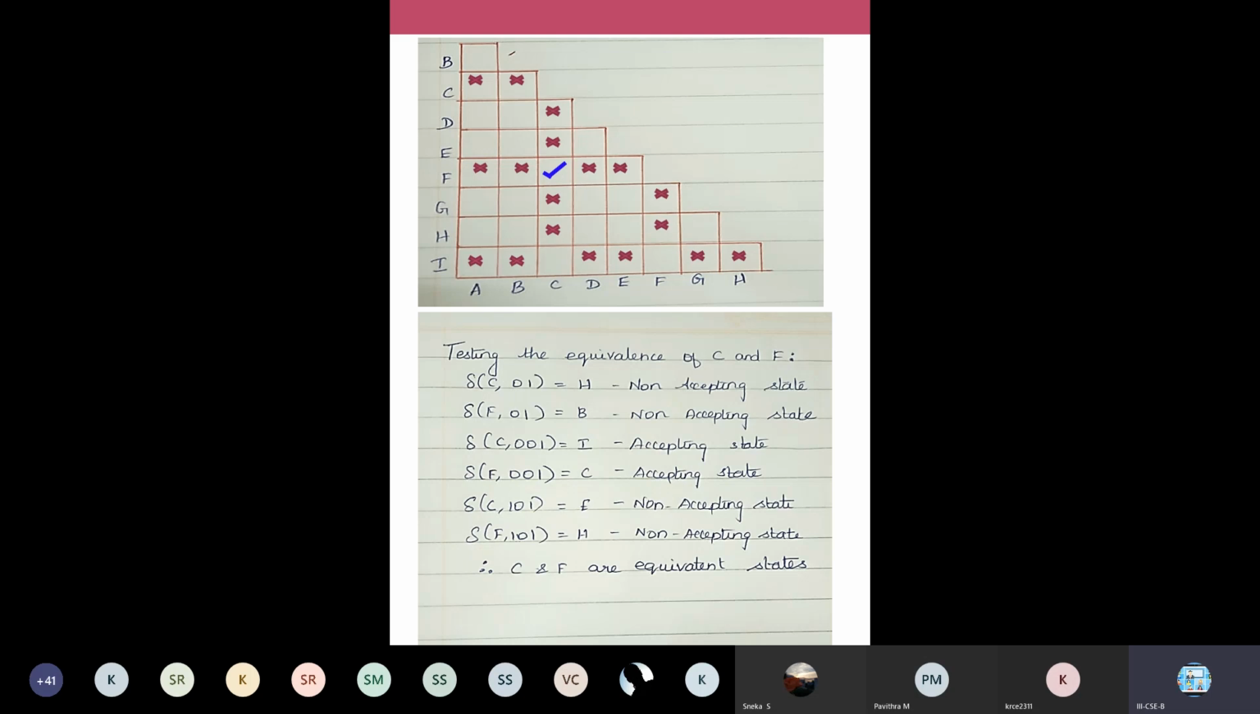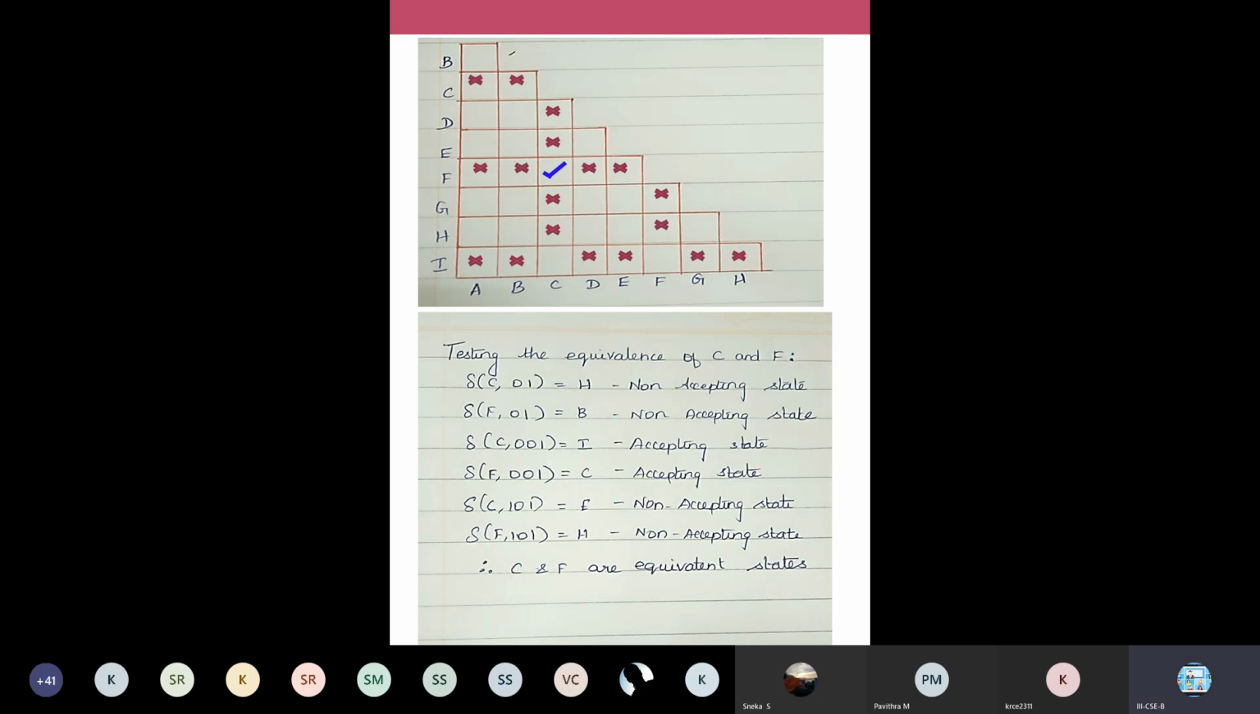So when you are testing the equivalence of C and F, we write del of C comma 1 is equal to... So this is a definition, is it not? Del of P comma W, like that they were defining. We are writing it as del of C comma the string. The same string you have to apply on F also. Del of F comma the same string 0 1. So you see what state you are getting. C comma 0 1 it was H, and F comma 0 1 it is B. Refer your diagram. For all these combinations, you had a similar thing, non-accepting state.